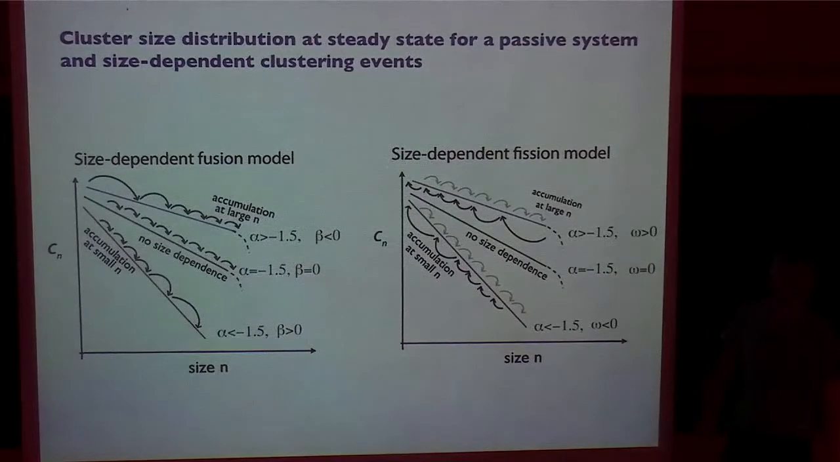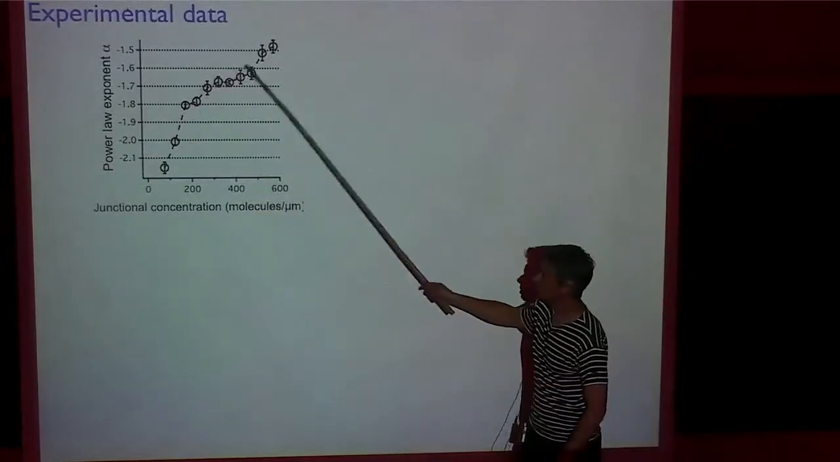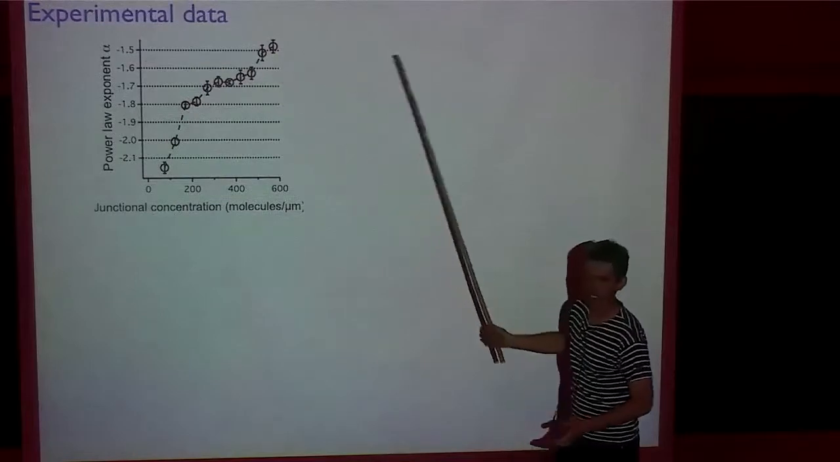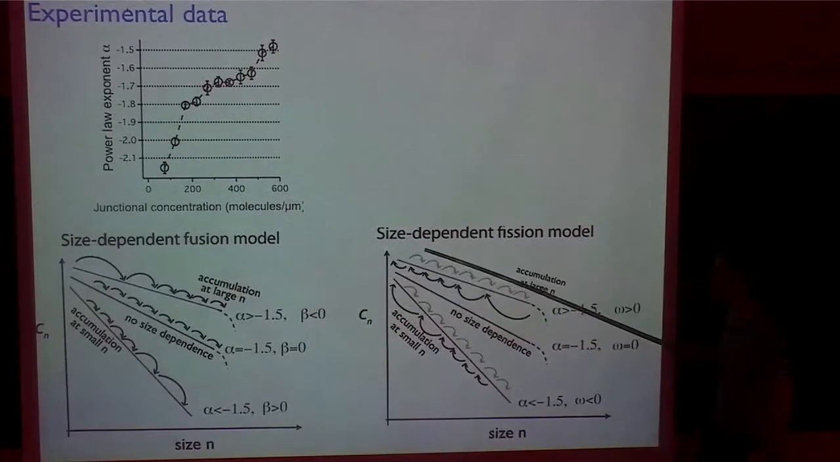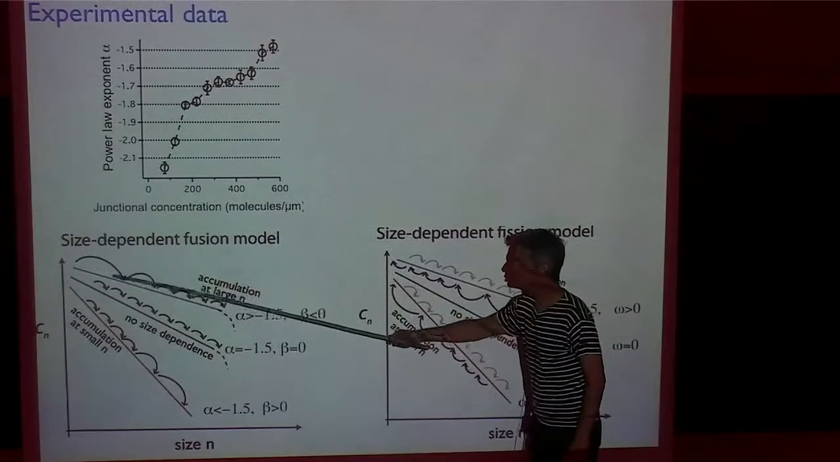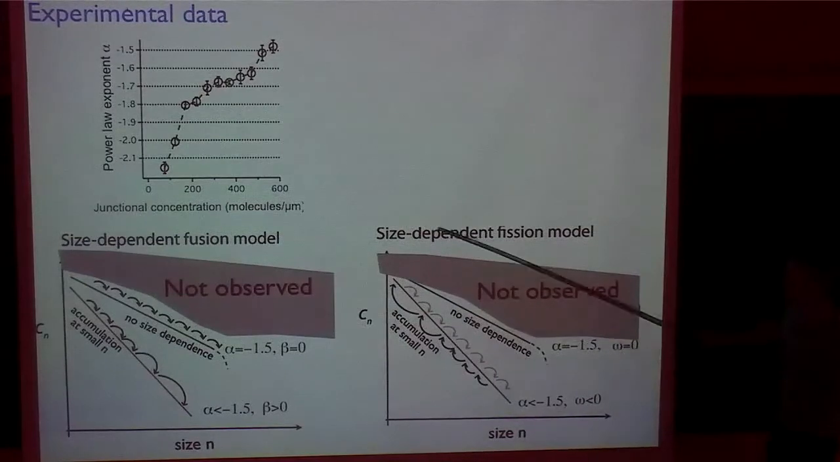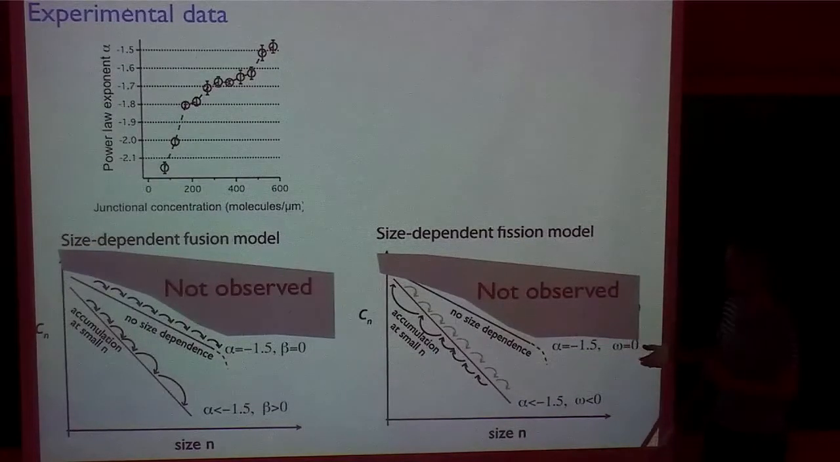So now if I come back to the experiments, I show you that the power law exponent, whatever the surface density of E-cadherin, is always below minus 1.5. So already we can rule out these two classes of models, where there is more accumulation at large cluster size due to fusion processes being size dependent. So we can rule out these types of processes, but we are left with these different types of processes, either size-dependent fusion or size-dependent fission model. Now, how do active processes regulate this distribution?